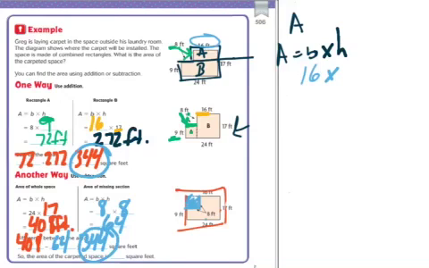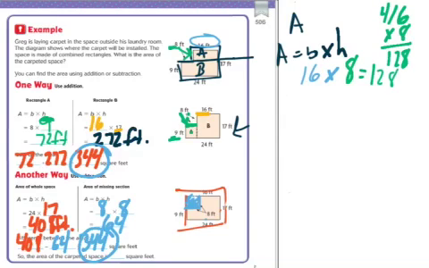My 8 is pointing to this piece. Okay? Off to the side, I'm going to multiply this because I don't know how to do this in my head. 8 times 6 is 48, and I carry my 4. 8 times 1 is 8, plus 4 more is 12. That's area of rectangle A.